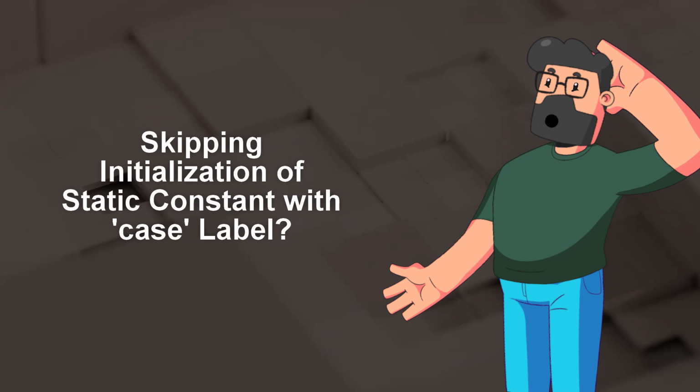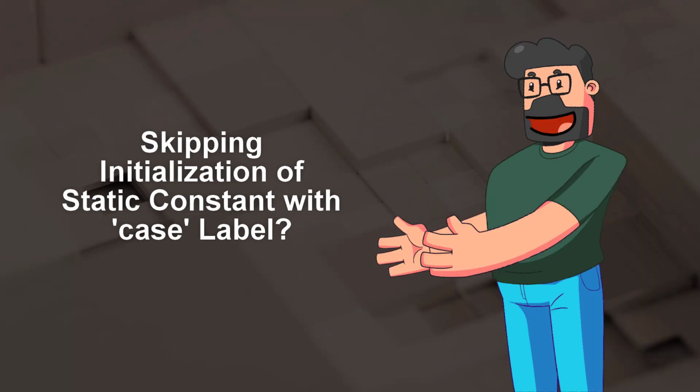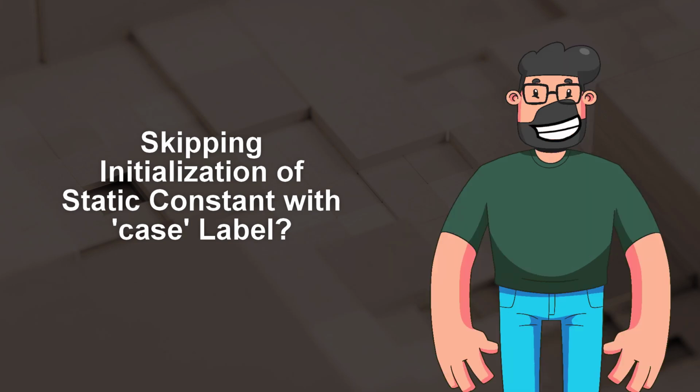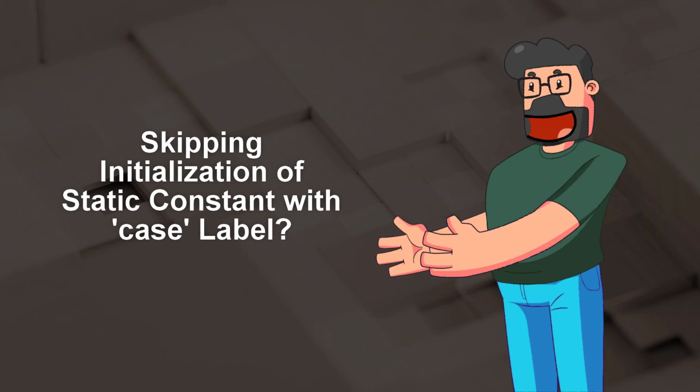Imagine you're working on a coding project, and you encounter a problem. In this particular scenario, you have a constant declared in one case of your switch statement, and when you try to compile the program in Visual Studio, it throws an error stating that the initialization of the constant is being skipped. This presents a perplexing situation that needs clarification.